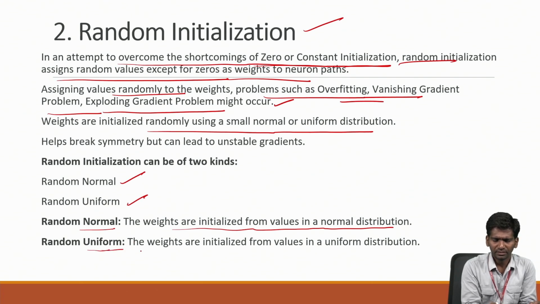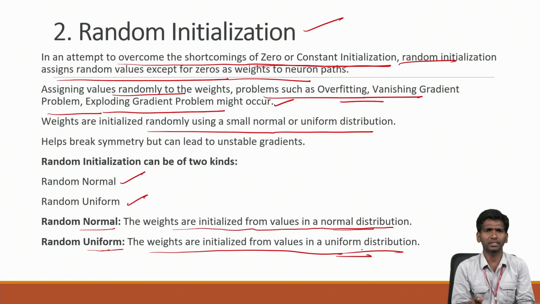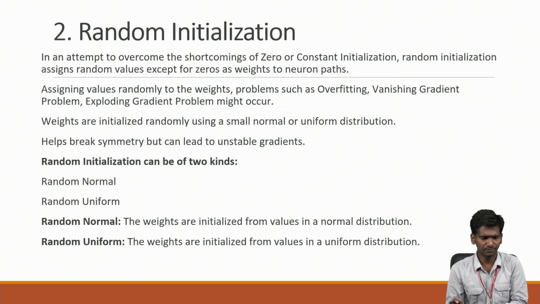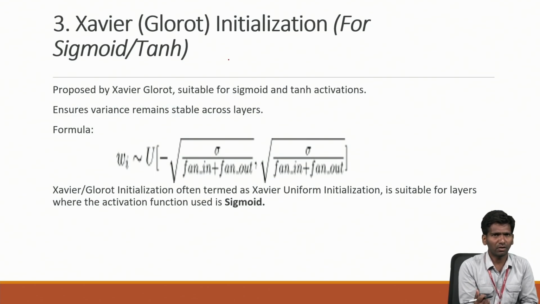So in this, the weights are initialized from values in a uniform distribution. Here it is normal distribution, here uniform distribution, so the distribution is changing. Next, Xavier-Glorot initialization for sigmoid or tanh.